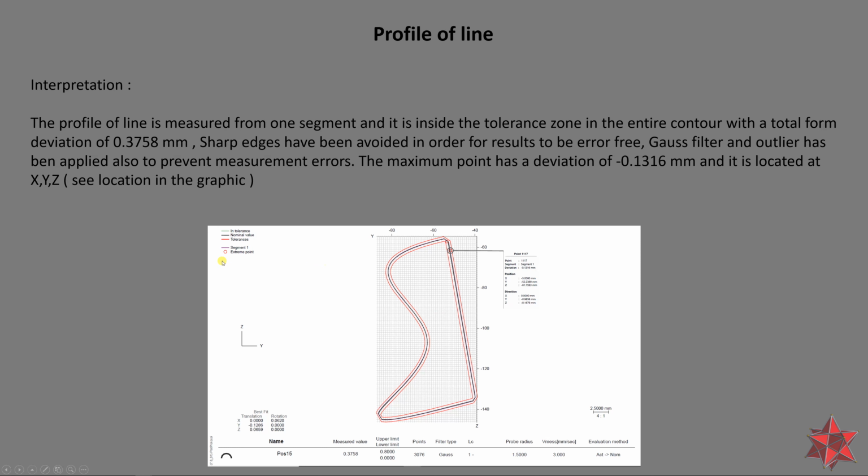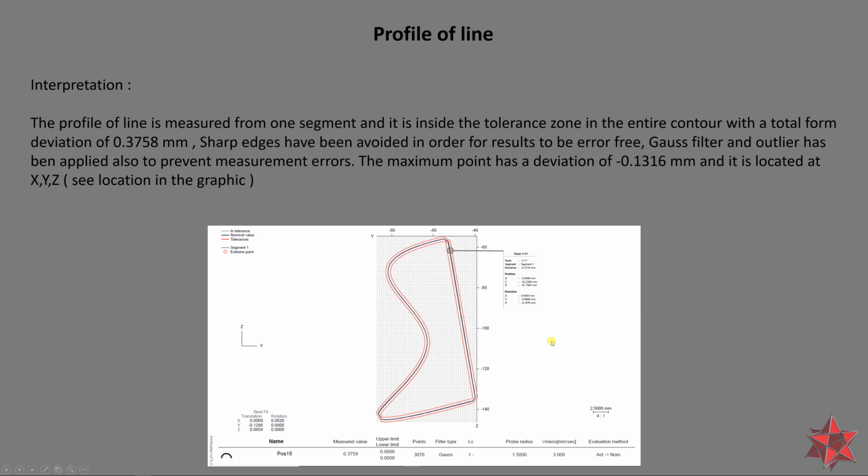And the tolerance is right here, so no points have to go above or beneath the red lines. This is the segment, right? So one segment, and the extreme points are here and right here. This is the minimum and this is the maximum point.